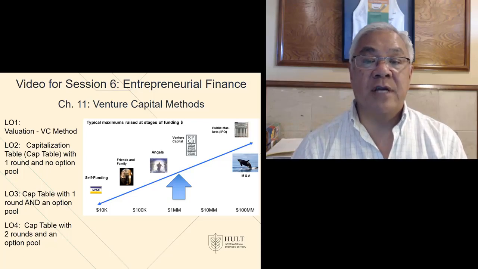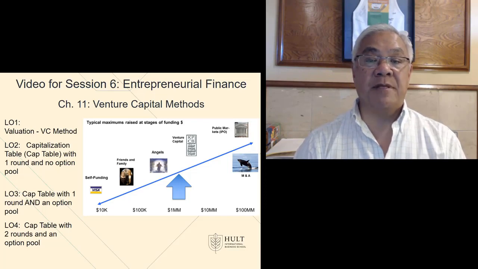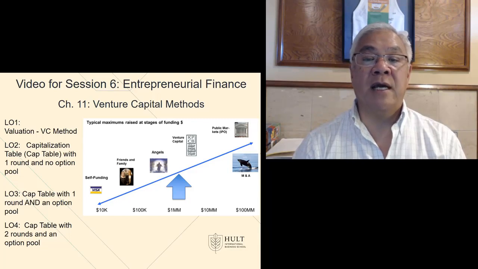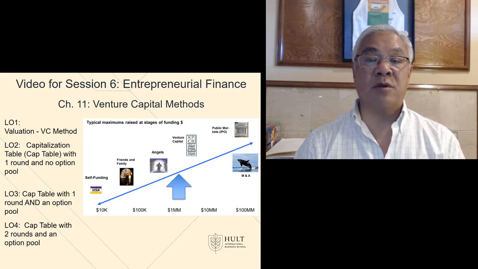Chapter 11 is venture capital methods, and we're going to do 3 passes at a simple idea, which is what happens when a venture capitalist invests money in your company? How is the dilution determined? And what happens as we add different layers of complications, such as putting a stock option pool for future employees? And also what happens if you project to need 2 rounds of capital and not just 1?